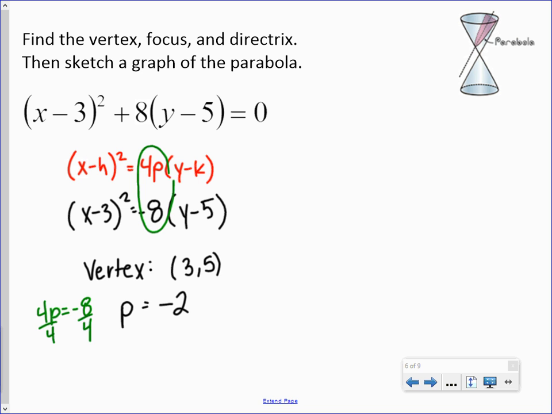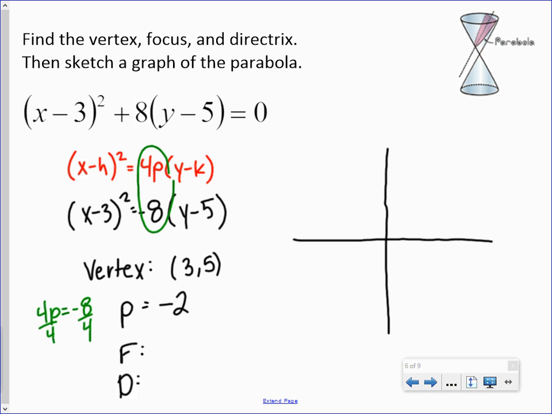Okay, so if you need to solve it algebraically to get your P, you can set up a little equation: 4P is equal to that number. Here's what I would do next. I'd plot these two things, and then I'd name my focus and my directrix. I'm not going to memorize that stuff I wrote on the last slide. I'm just going to think about it on my graph.